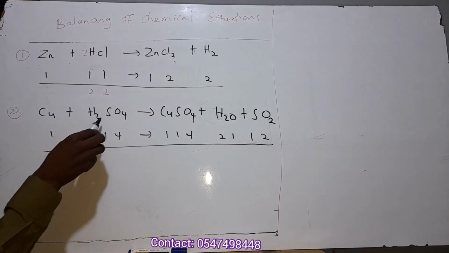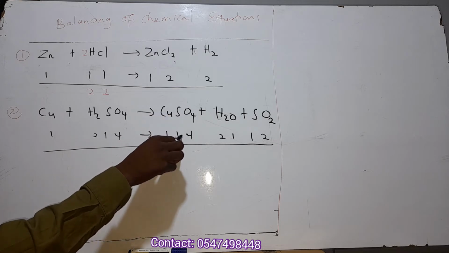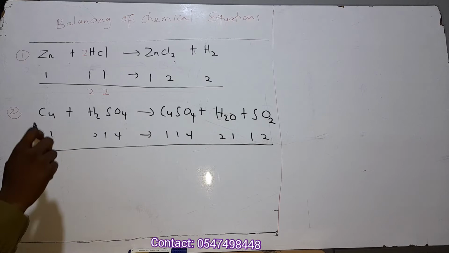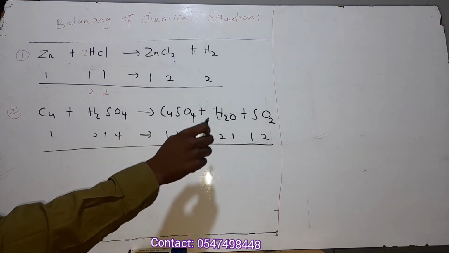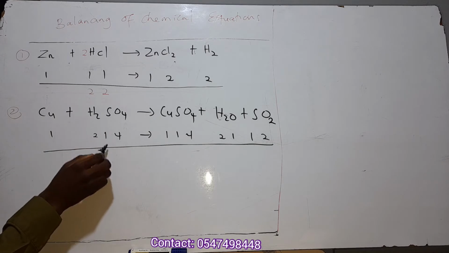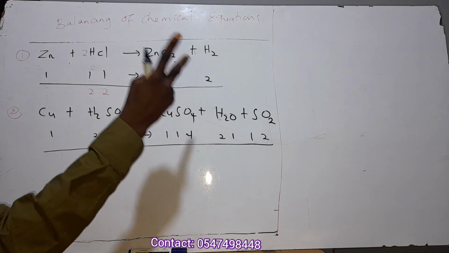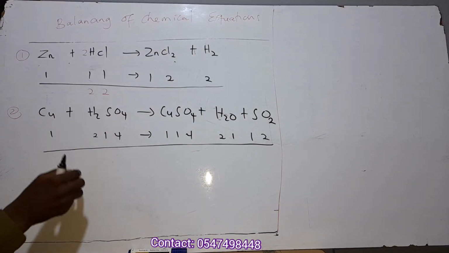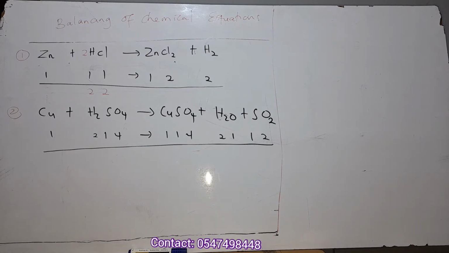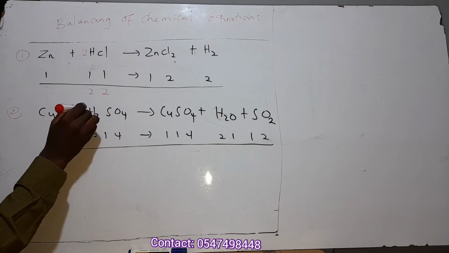Good. Let's go to the S. We have 1 S here, and we have 1 here. Another 1 here means the S in total are 2. So the S is not balanced. We have 2 of the S here, but we have 1 here. Now, what will I multiply with this 1 to give me 2? So quickly, I know that I have to multiply by 2. You don't want to put 2 in between here because they are together. You put 2 at the side.